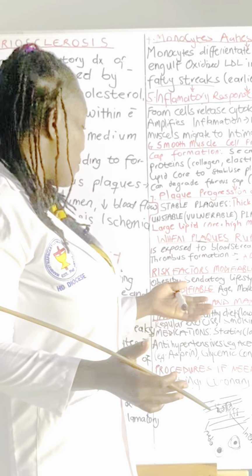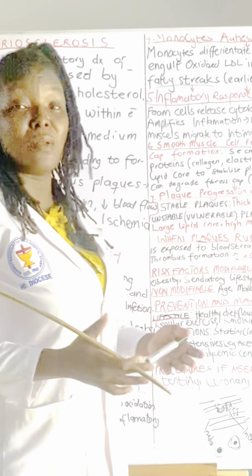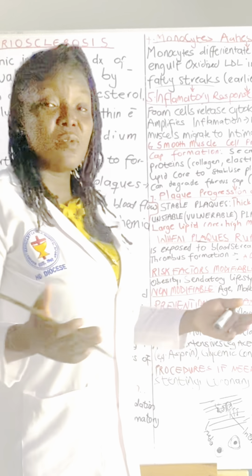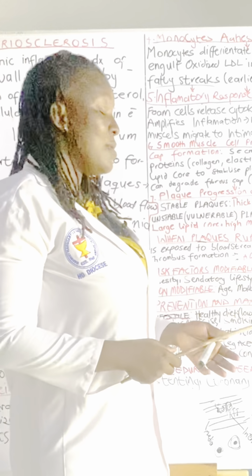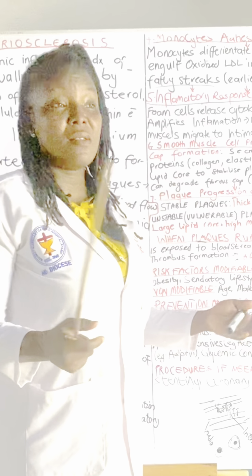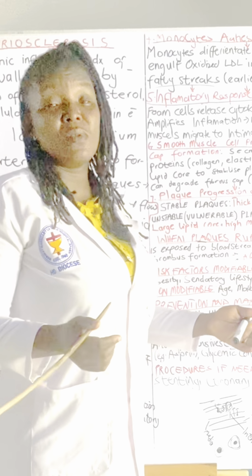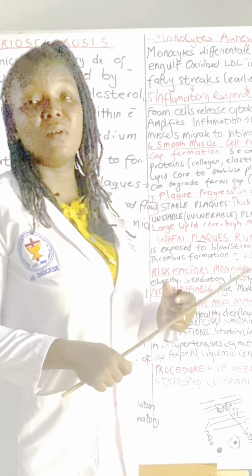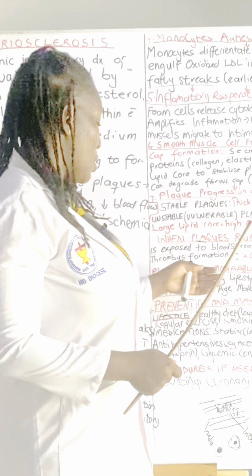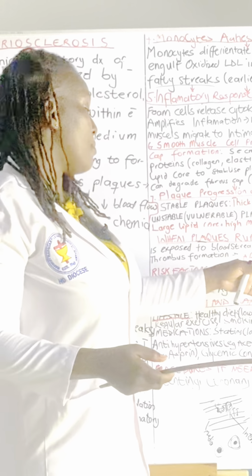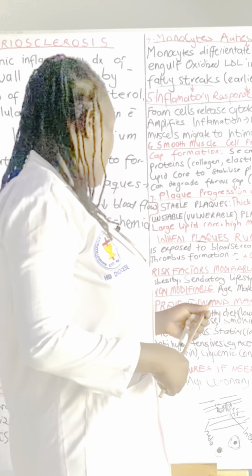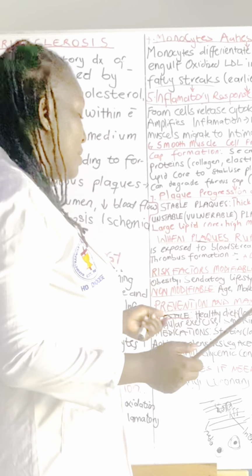But the non-modifiable ones are the ones you cannot control. The fact that you're aging, the fact that you are a male, the fact that you have a family history or a genetic history of atherosclerosis, there is nothing you can do about that. But we always encourage that the ones that you can do something about, make sure you do that. Okay, so how do we prevent it?